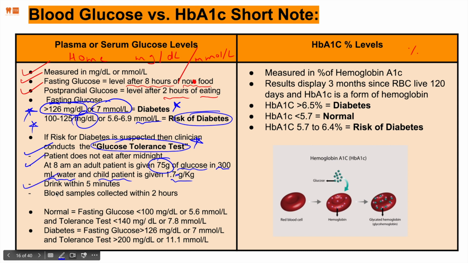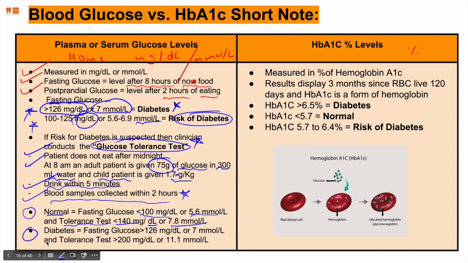Once that's been given, that drink must be completed within 5 minutes, and then blood samples are collected within 2 hours. And then let's see what we find. A normal patient will have a fasting glucose, we learned about it, that it's less than 100 milligram per deciliter, or an actual value of 5.6 millimole per liter. But in a tolerance test, a normal person will show less than 140 milligram per deciliter, or 7.8 millimole per liter.